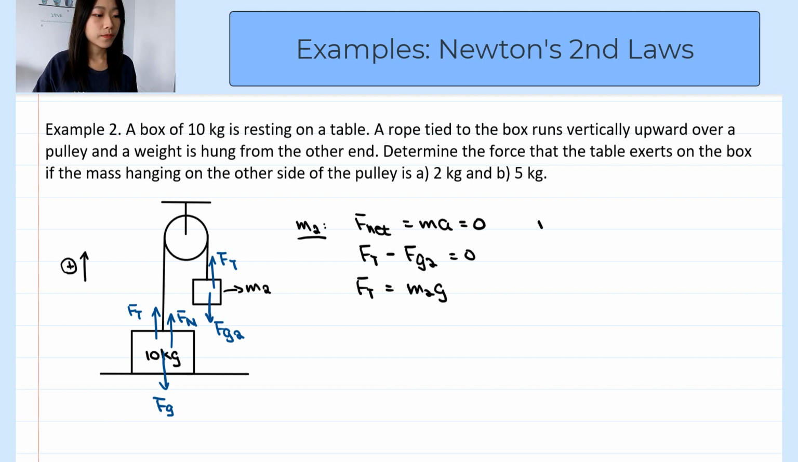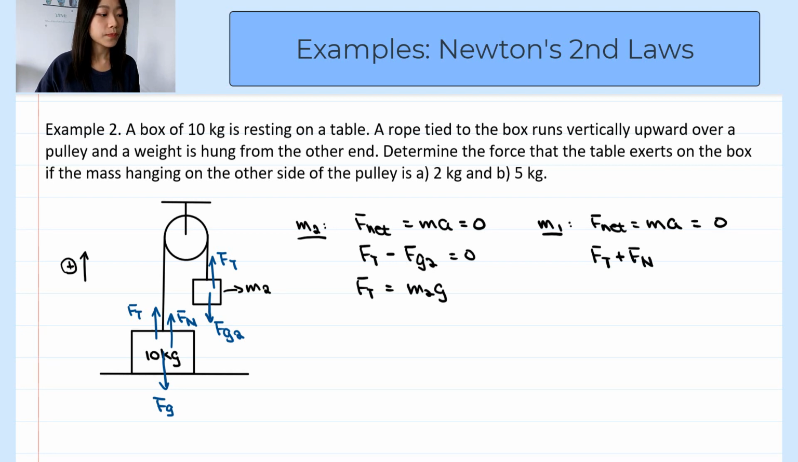Now let's look at mass 1. Again, Newton's second law says F net equals mass 1 times acceleration. And here the acceleration is still 0. Now what is the net force? There is tension force that is pointing upward, and normal force that is also pointing upward, and gravity force is pointing downward, so minus gravity force. And this equals 0. Now if we isolate for the normal force, we get gravity force minus the tension force.